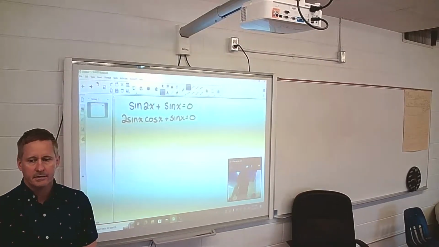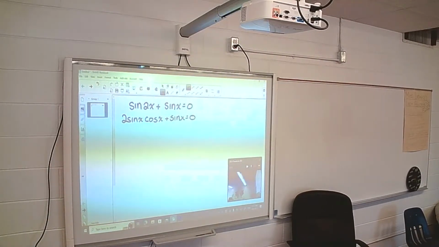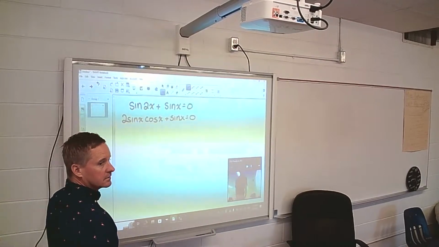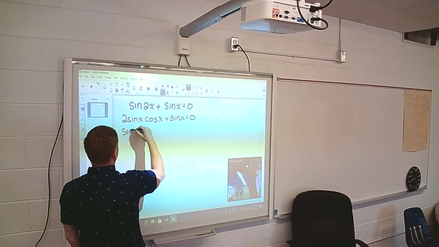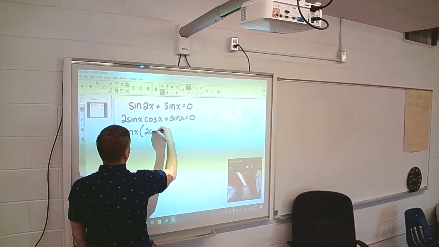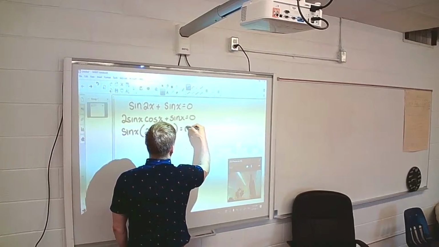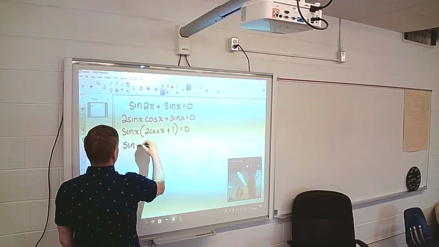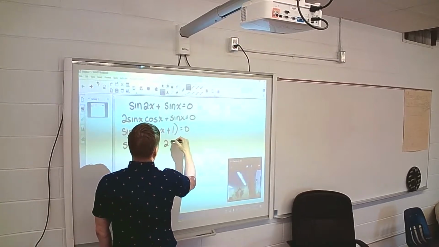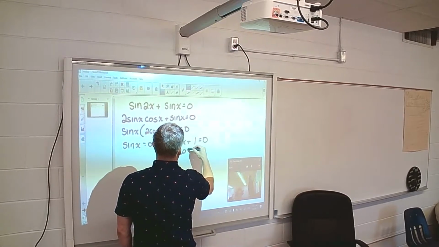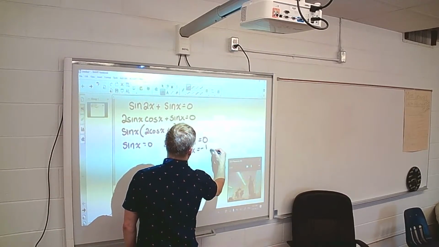Now at this point, I need to try and get it into A times B is equal to 0, the zero product rule. So can I factor this? What can I factor out of here? Sine x. All right, so I take the sine x out, and I'm left with 2 cos x plus 1, sorry, equals 0. Sine x is equal to 0. 2 cos x add 1 is equal to 0. Cos x is equal to negative 1/2.